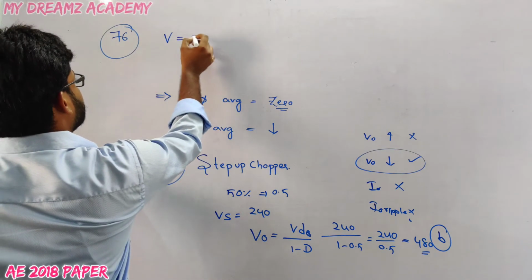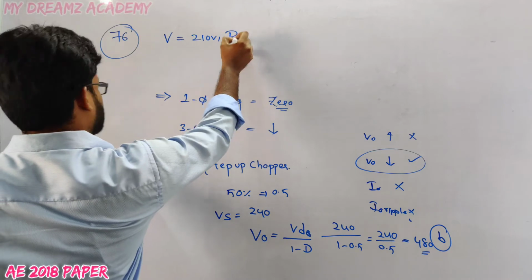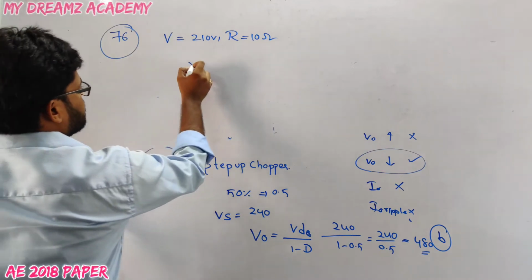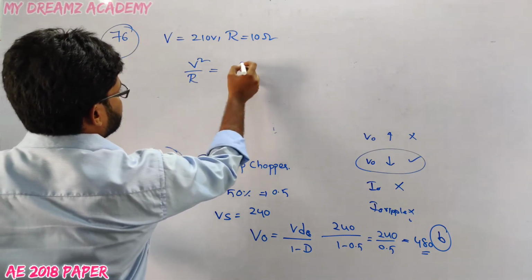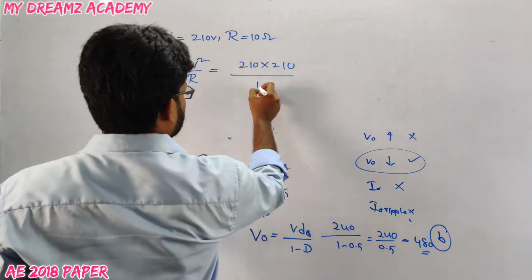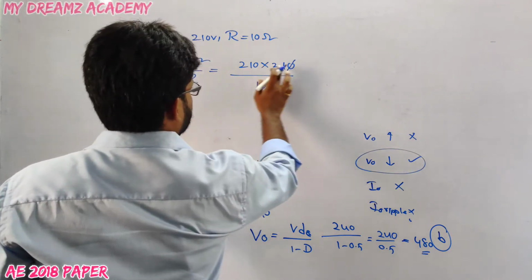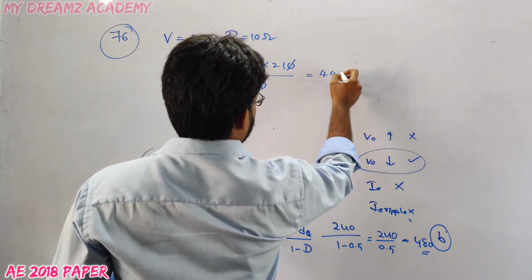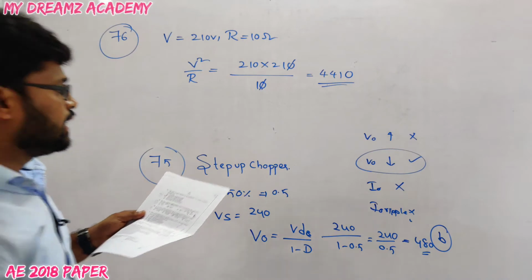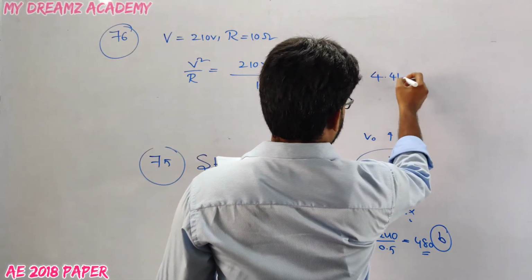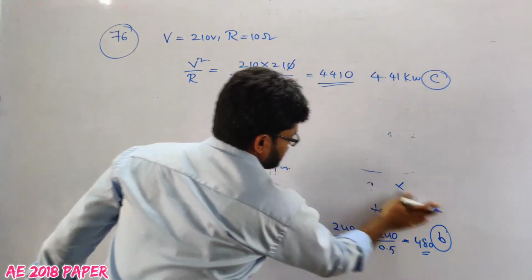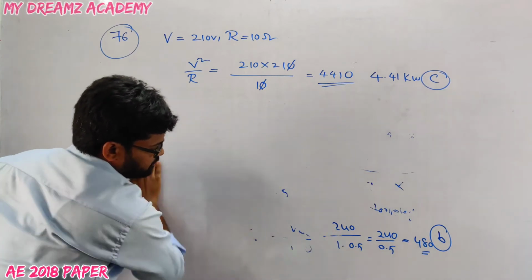Here the voltage V is given, that is 210 volts, and resistor R is given, that is 10 ohm. This information is enough to calculate the output power, that is V squared by R, where V squared is 210 into 210 divided by 10. The 0 will get cancelled, so 21 into 21 is 441, and we have one 0. So the answer is 4.41 kilowatts. Option C is correct. Now we are going to see question number 77.